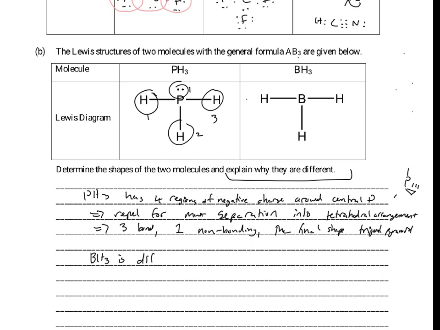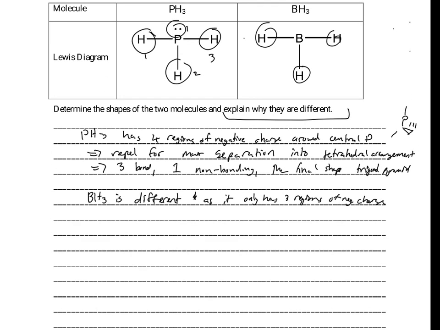The other molecule, on the other hand, is different. So this is my comparative statement. It is different as it only has 3 regions of negative charge. Okay, 1, 2, 3. Those 3 regions repel to get as far apart as possible into a trigonal planar arrangement.